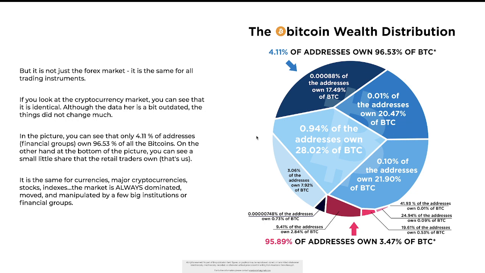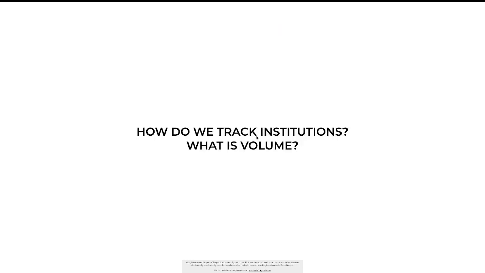And it's the same for currencies, major cryptocurrencies, stocks, indices, and the market is always dominated, moved and manipulated by a few big institutions as financial groups. So if we need to try to trade with them rather than against them, the question is, how do we do this, right? And how do we track this big volume?